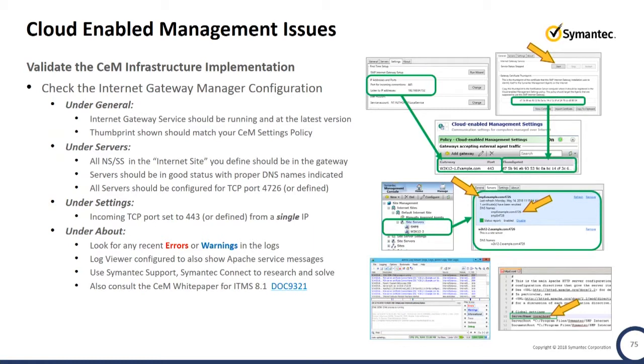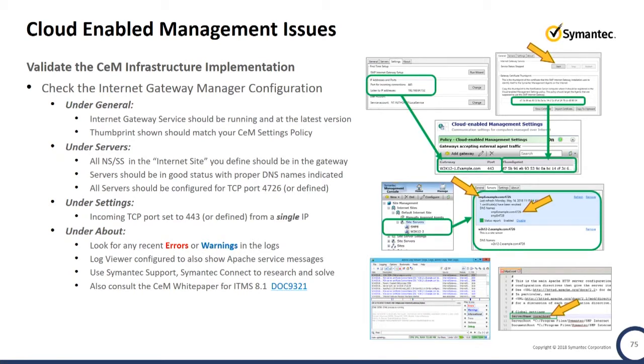Okay, so go into the logs. The logs are available in the Internet Gateway Manager, and it actually includes the Apache information also. So today, you can see all the Apache errors, a revoked certificate, something's not right, a service isn't running, as well as any agent logs if you happen to have installed an agent, a Symantec Management Agent on your Internet Gateway. Okay, there's also a document, the Cloud Enabled Management White Paper, very useful.